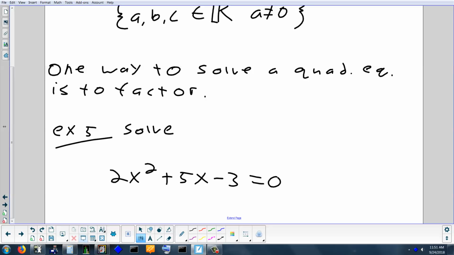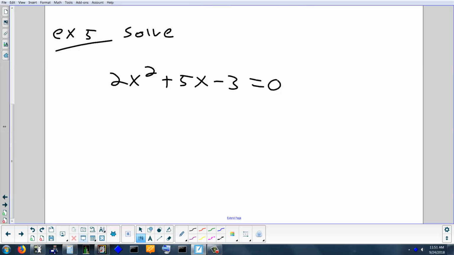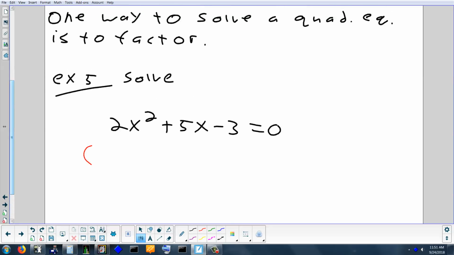Okay, so when you're factoring, this one's already done for you, but you always want to get it equal to 0. You always want to get it equal to 0. This one already is. Next thing, you want to put 2 sets of parentheses.